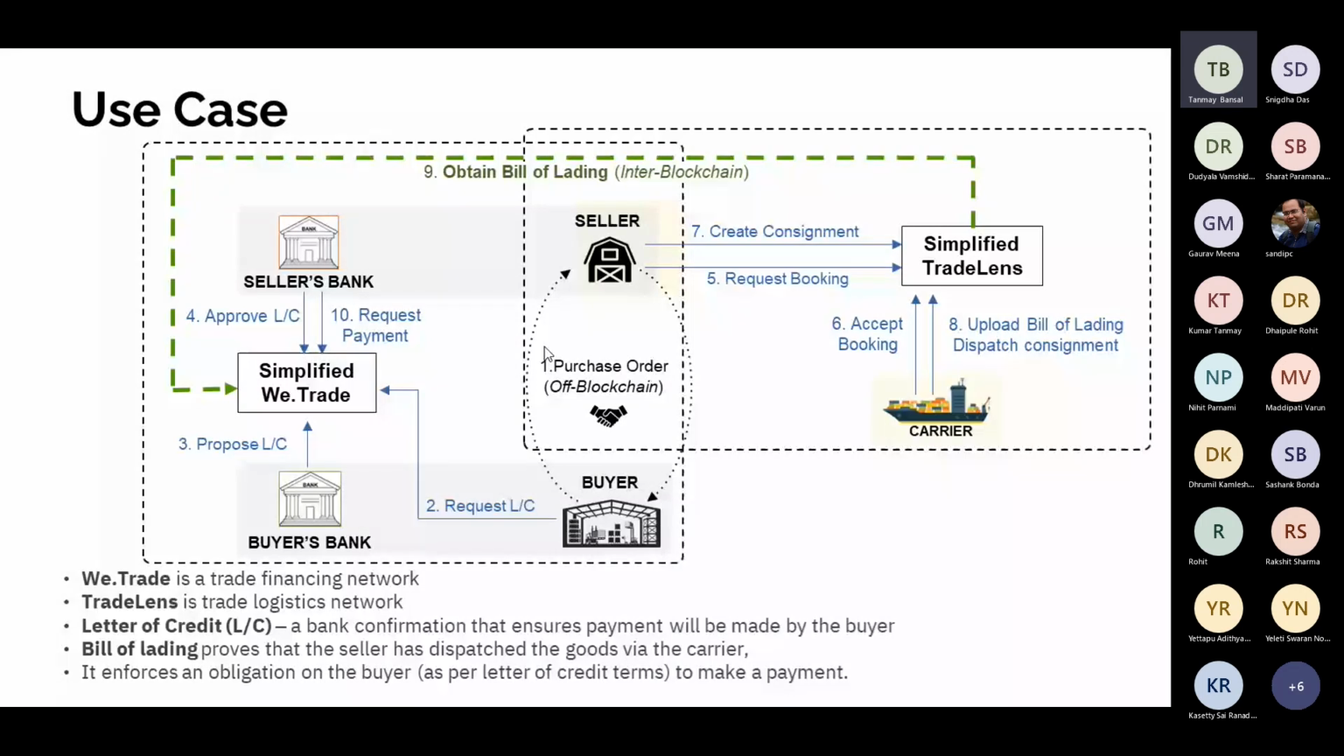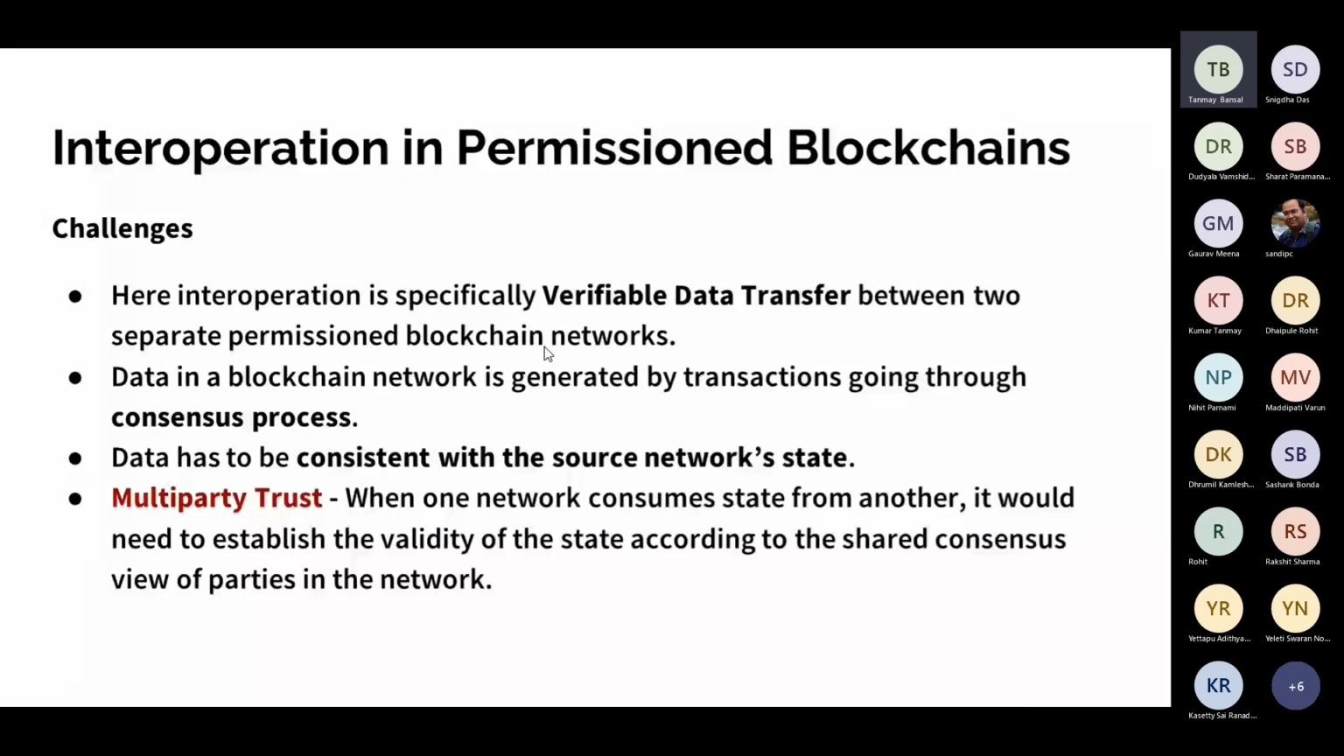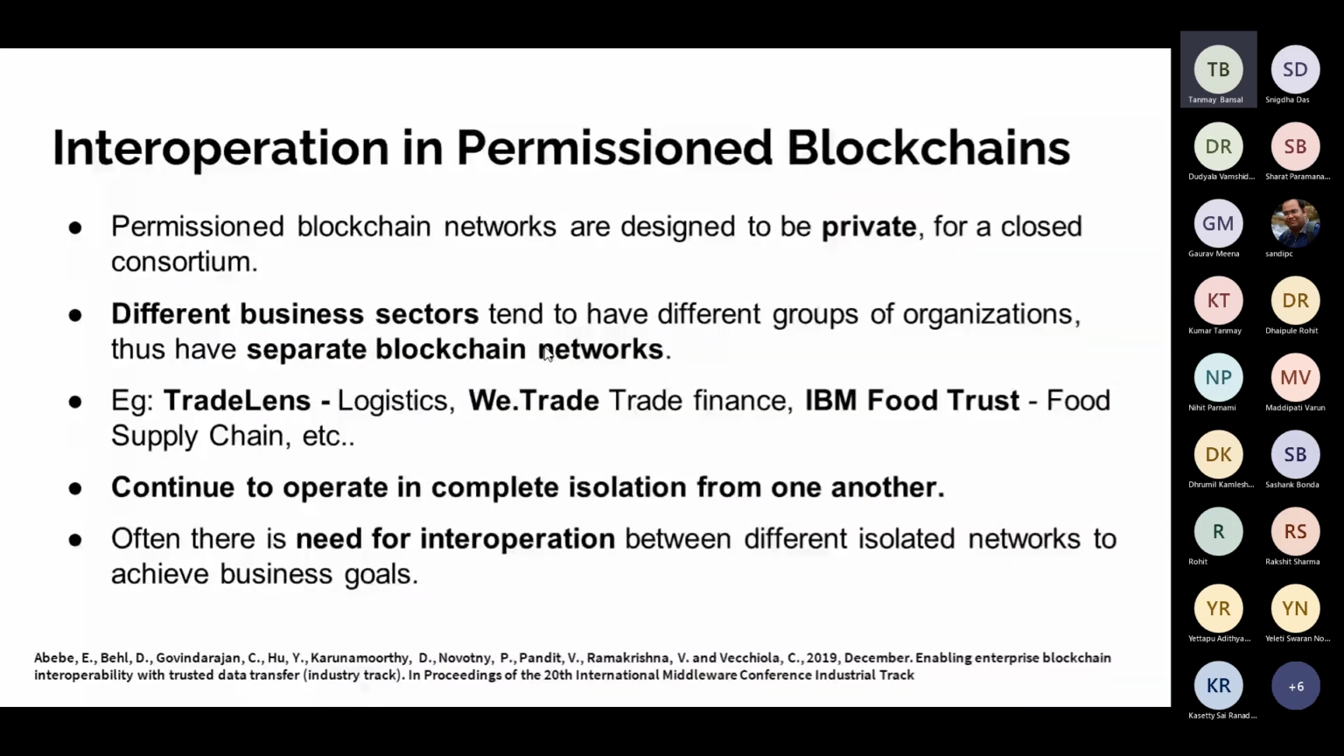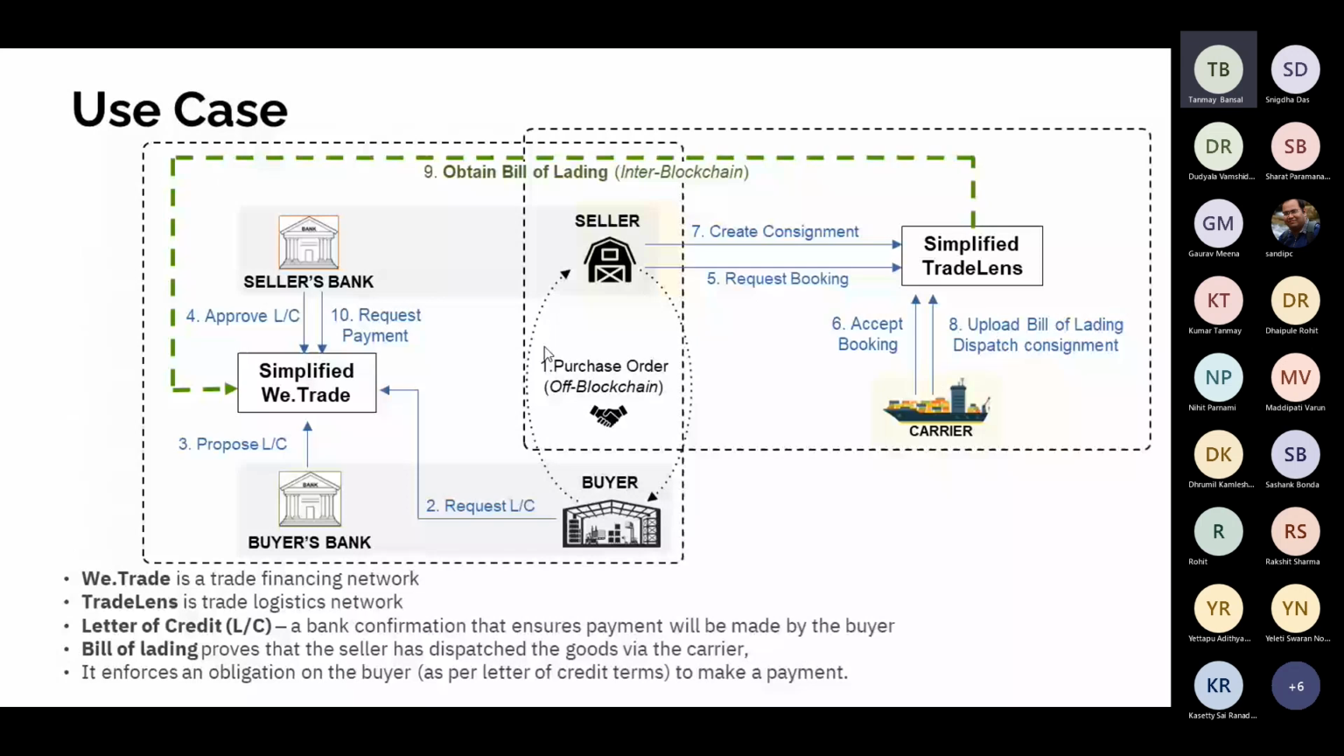So first of all, you see that there are two networks. On the left hand side we have we.trade, and on the right hand side we have TradeLens. We talked about TradeLens and we.trade, and what we have is a simplified version, since the real ones have a lot of other features. Of course, we.trade is a full-fledged trade finance network, and TradeLens is a full-fledged logistics network, which is actually used in practice by different companies.